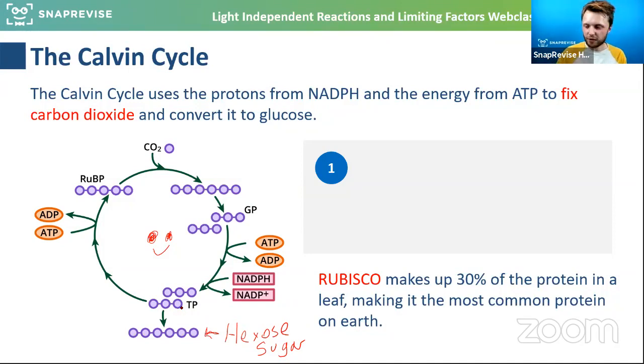For those of you who are confused why this says TP, I can't remember which board it is. I forget which way around it is, but basically all of these little initials, so RUBP stands for ribulose bisphosphate. GP stands for, I think, glycerate 3-phosphate, and TP, I think, is triose phosphate, glyceraldehyde.